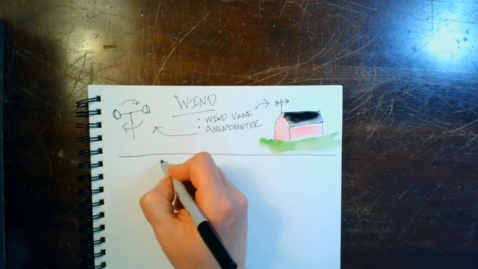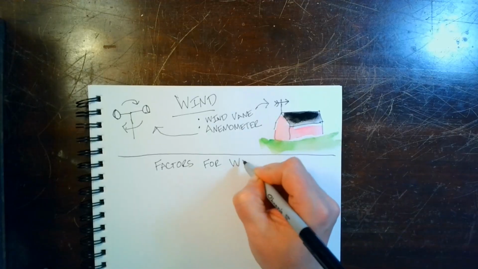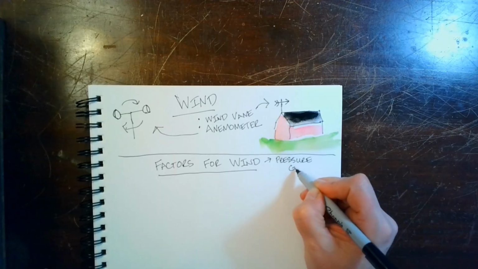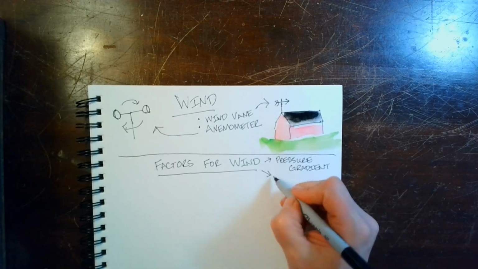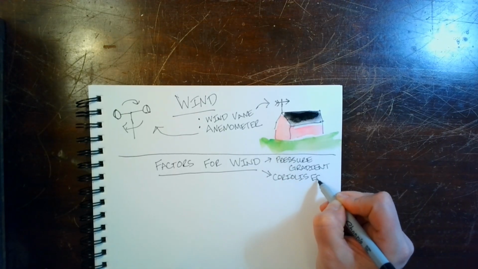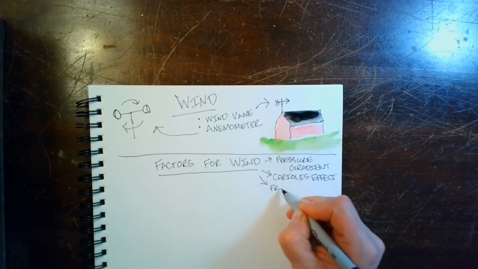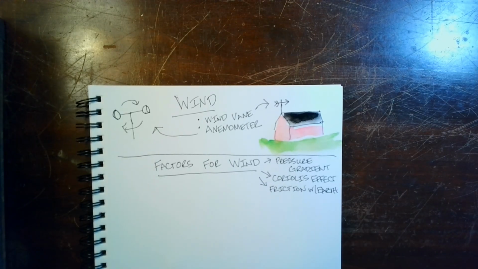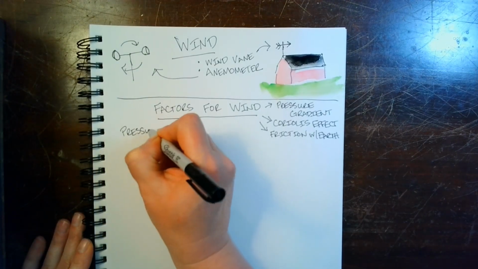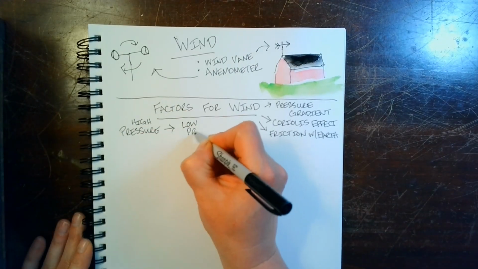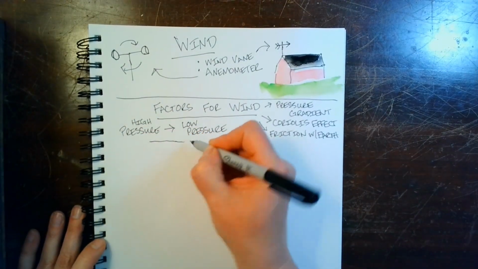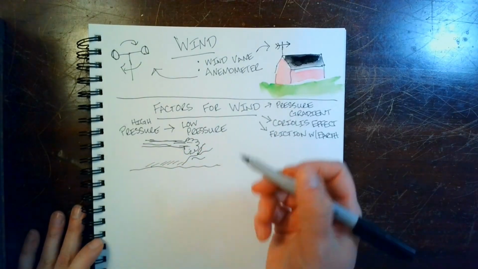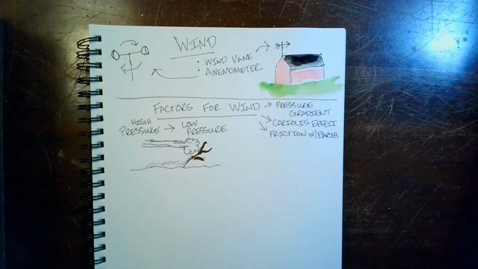So what causes the wind? There are three main factors that control the wind: pressure gradient force, Coriolis effect, and friction with the earth. We're going to start with pressure gradient force. Air naturally will move from a high pressure situation to a low pressure situation. That movement is what creates wind. So the bigger the difference in the pressure, the stronger the wind.